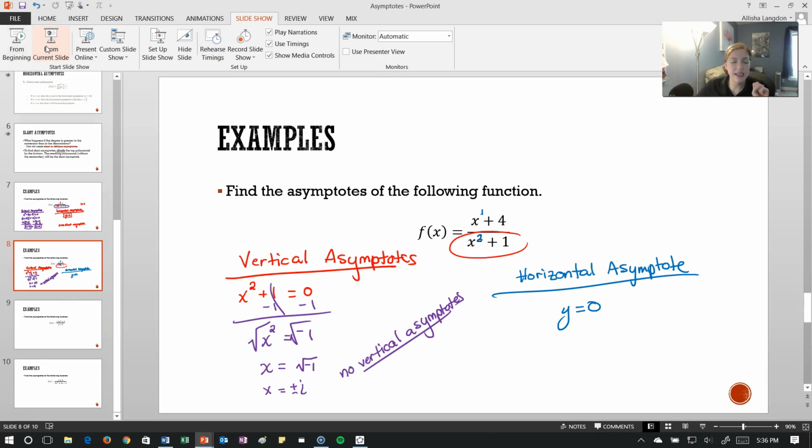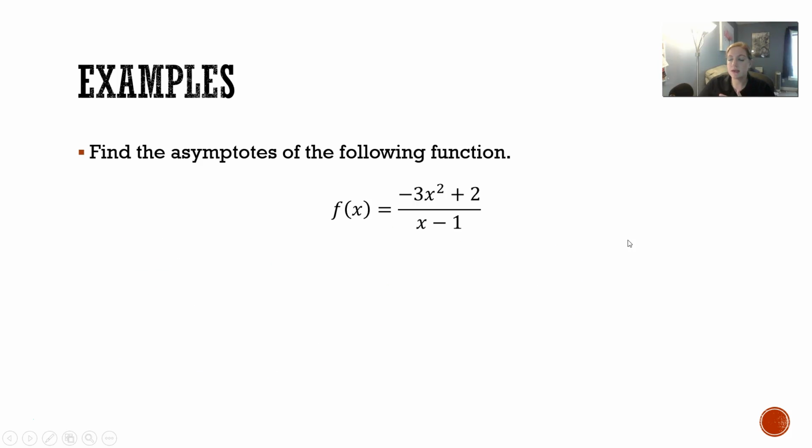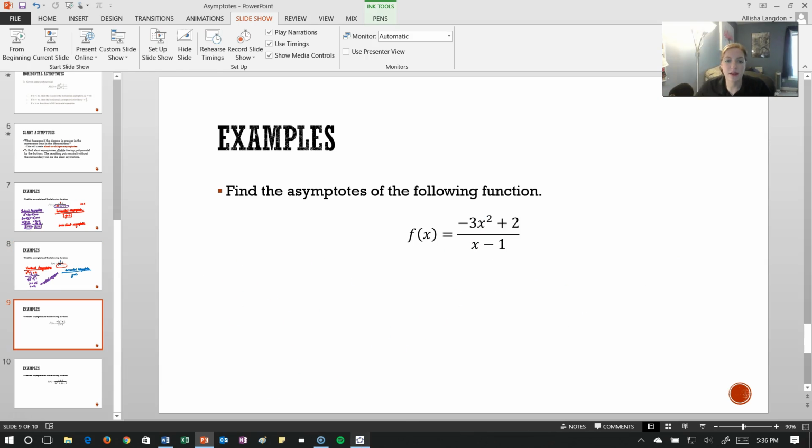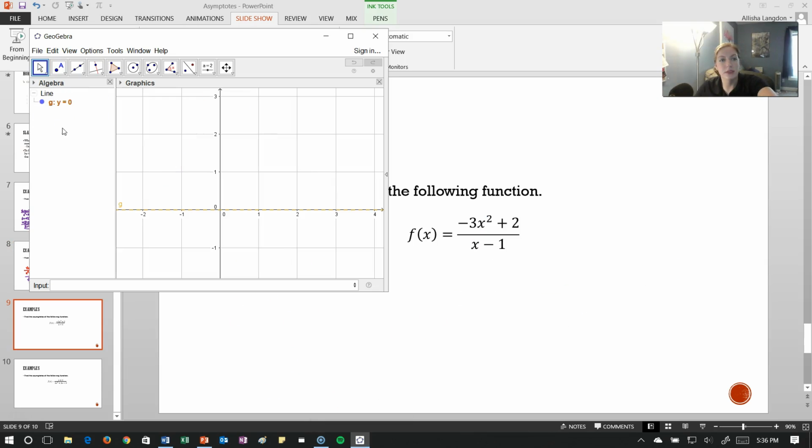Now we have 2 more examples. So the next one is -3x squared plus 2 all over x minus 1. So let's start by graphing that as well. Now I'm going to have to clean up this graph real quick. I'm going to go ahead and put in f of x equals, of course, the top has to go in parentheses, plus 2, close parentheses, divide that by, again in parentheses, x minus 1.